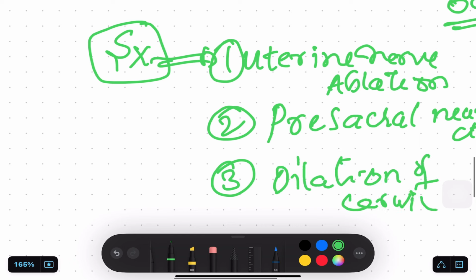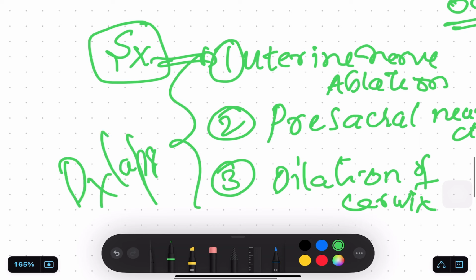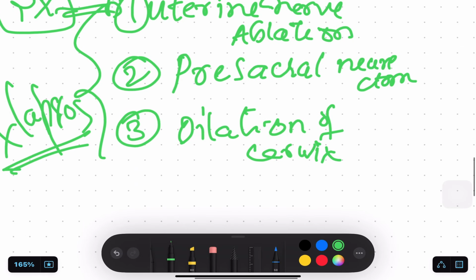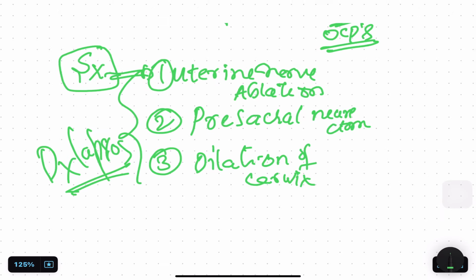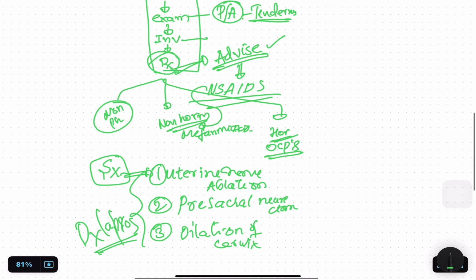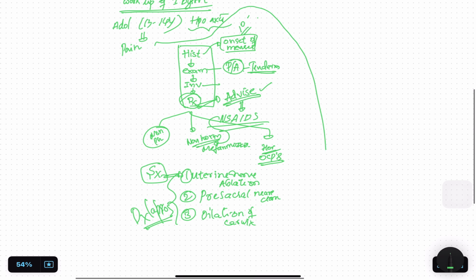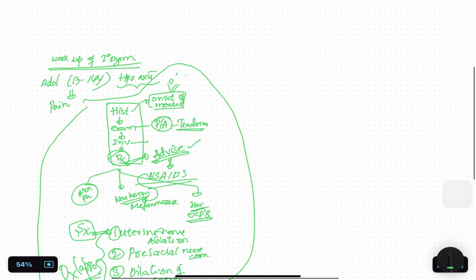Before all these things, a diagnostic laparoscopy has to be done so that you rule out any other pathology if it is present in the abdomen. Got it? So this is the approach for your primary dysmenorrhea. Then is the workup.